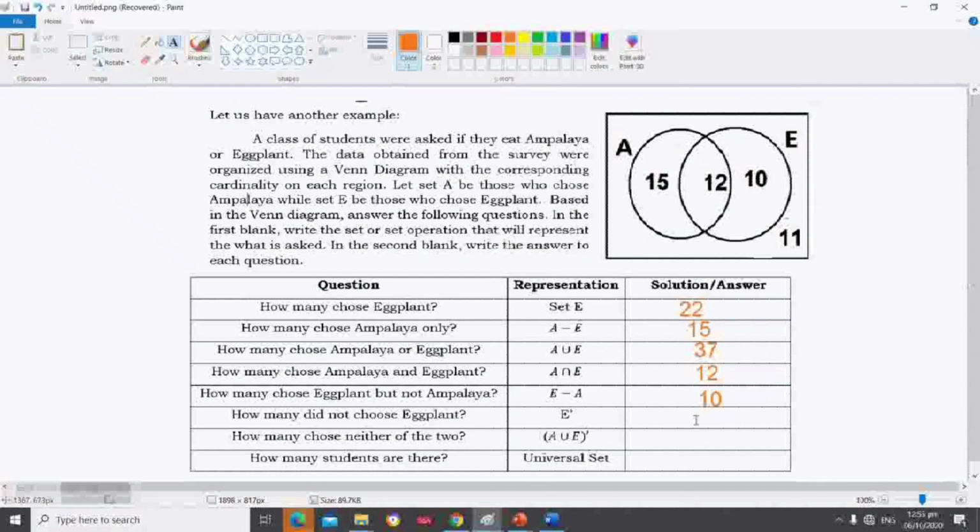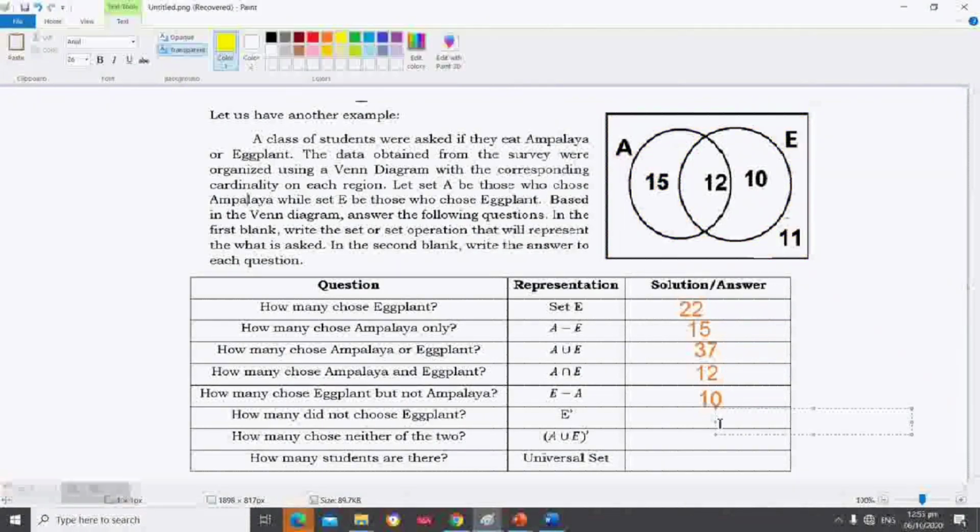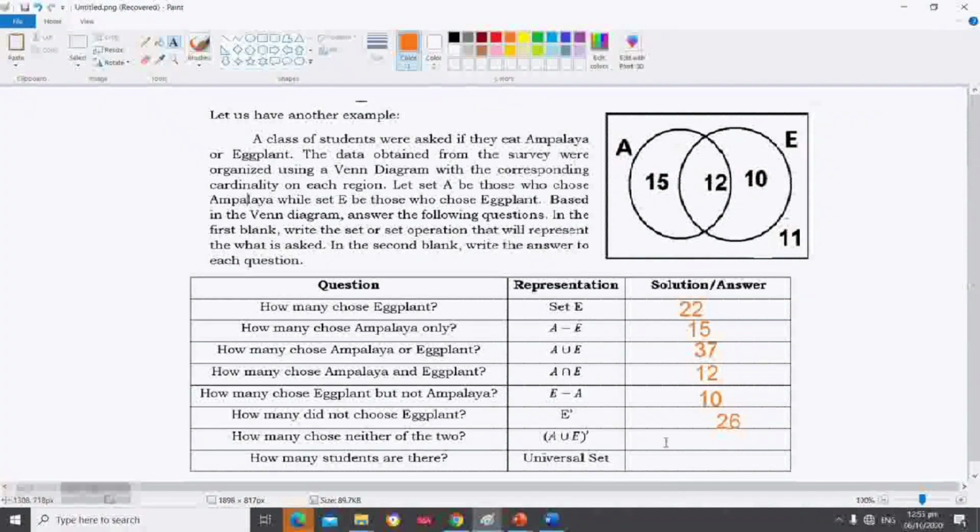Okay, let's have the next question. How many did not choose eggplant? So it means we have to shade all the regions except those regions that are found in circle E. So let us now shade those regions, this one and this one. So as you can see, we excluded 12 and 10 because those cardinalities are inside circle E. So we now add all the cardinalities in the shaded region. 15 plus 11, 26. Okay, next question.